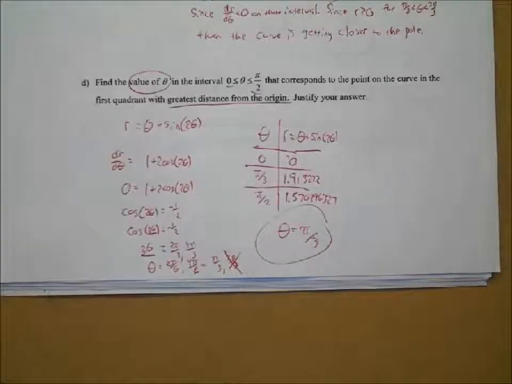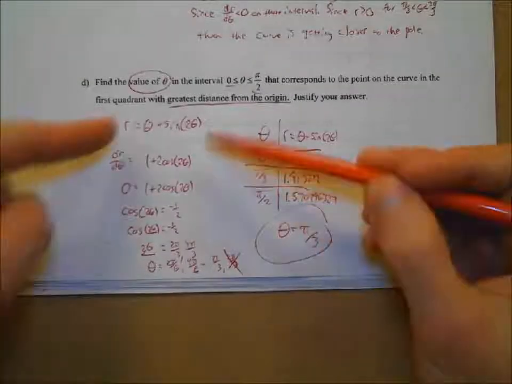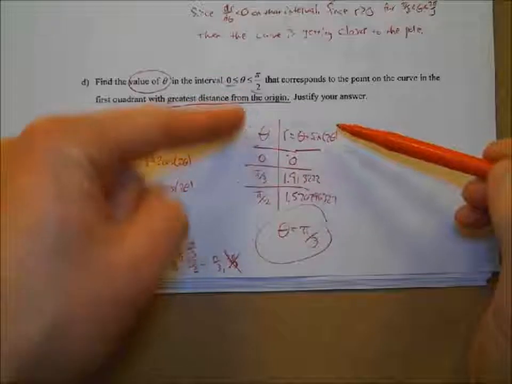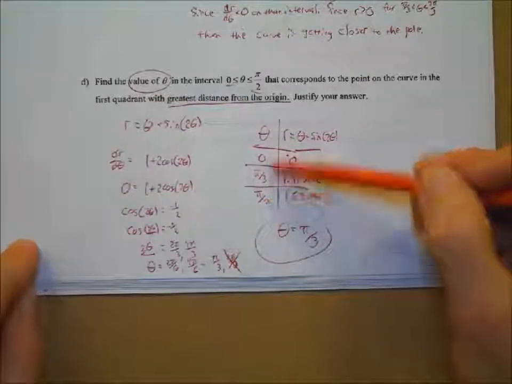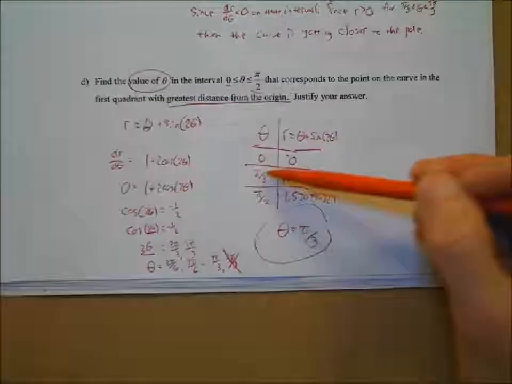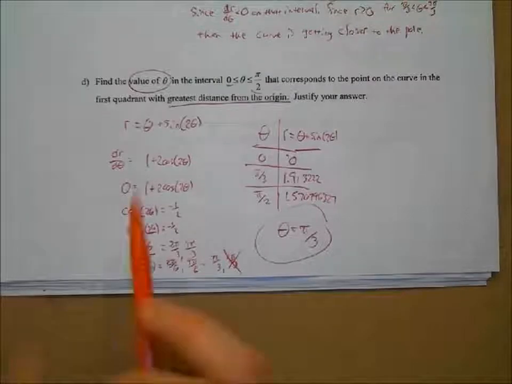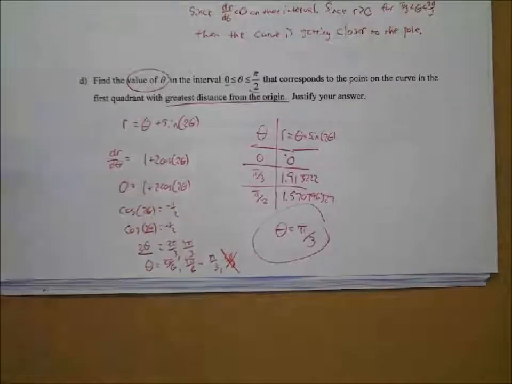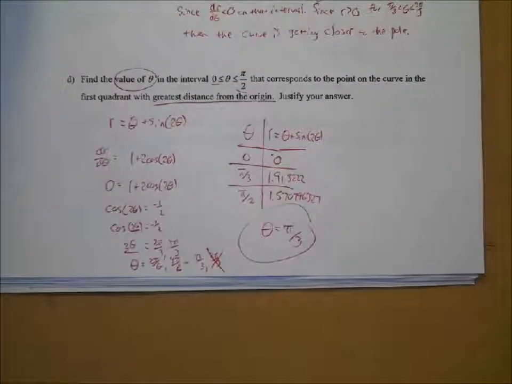Okay. The justification is our work here. This table shows we considered both the endpoints evaluated in the function and the critical point evaluated in the function. Also showing the derivative equal to 0 there. Very important too, right, for the critical point calculation. Okay. Questions on that?